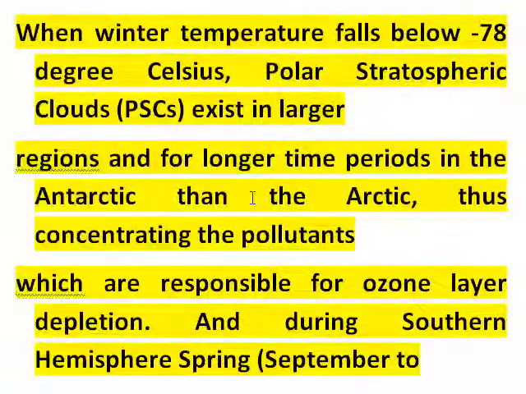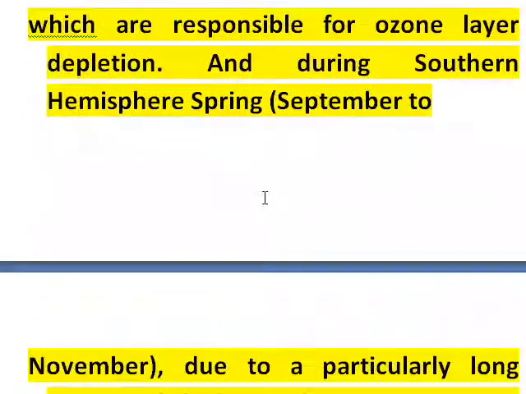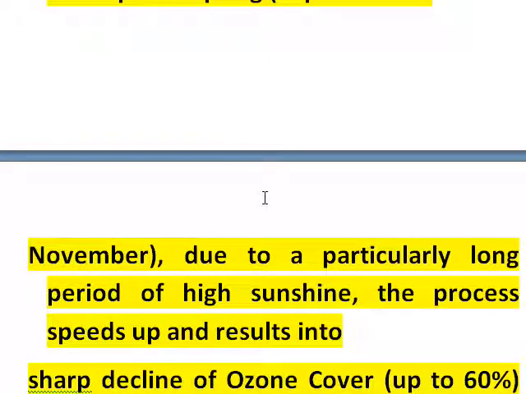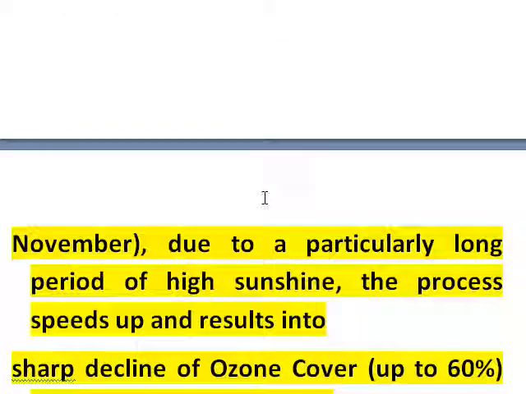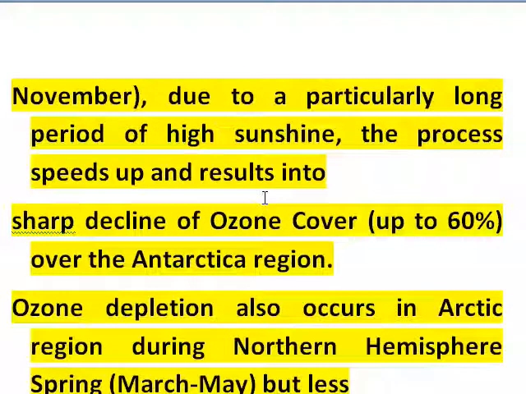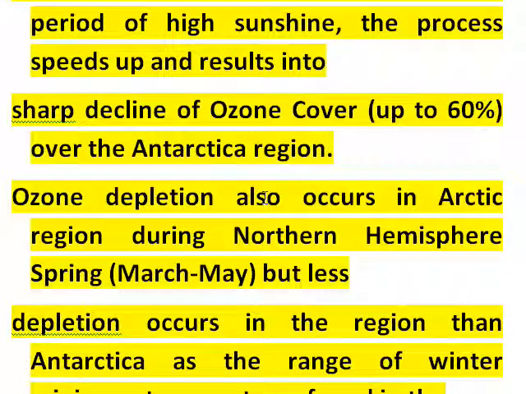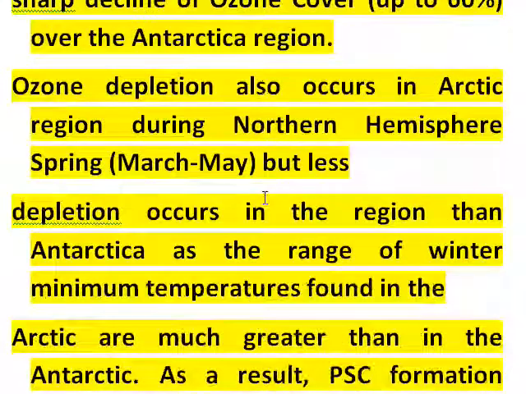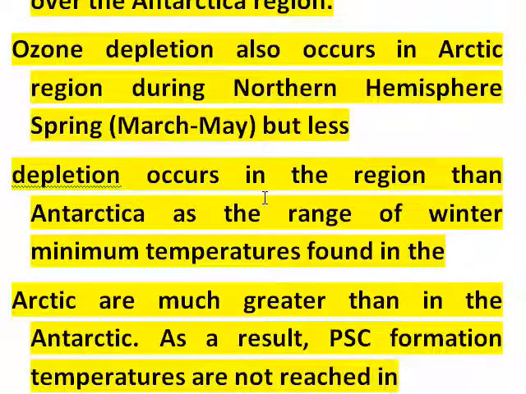And during southern hemisphere spring, September to November, due to the particularly long period of high sunshine, the process speeds up and results in a sharp decline of ozone cover of up to 60% over the Antarctic region.